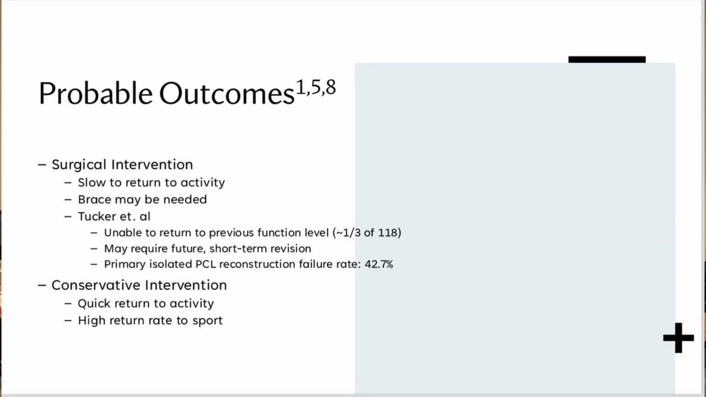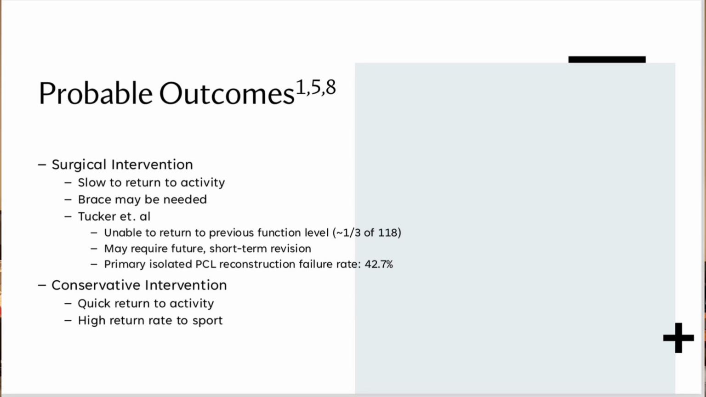So to limit probable outcomes in a surgical intervention, they may have a slower return to activity when compared to the conservative intervention, which makes sense because for surgical intervention, it's usually a grade 3 ligament sprain. A brace may be needed, and then there was a study done by Tucker et al.